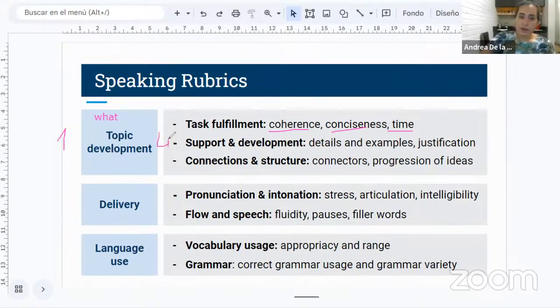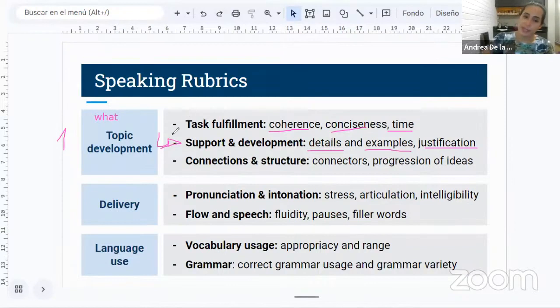Another thing that they look at is how much you're supporting and developing your response. So let's say you say, I like pizza. Okay. And then you have to support what you're saying, right? You have to justify what you're saying. So how developed, how deep is your response? How much support are you giving to your response? Are you giving enough details? Are you being specific? Are you giving good examples? So that means basically the depth of your response.